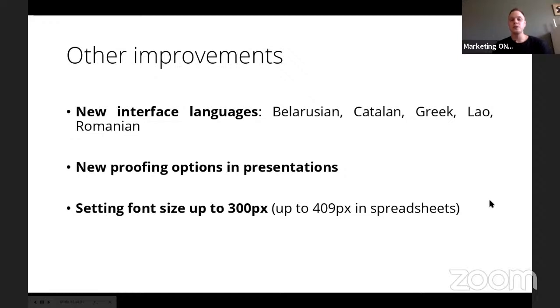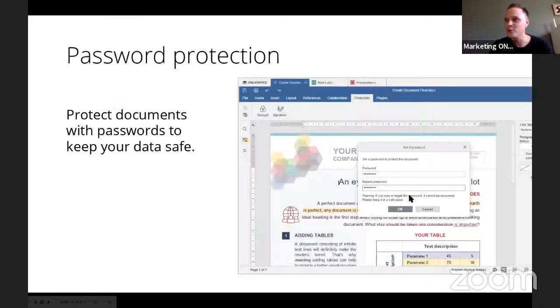You can also set the font size up to 300 pixels, and up to 409 pixels in spreadsheets. So if you want to see the full changelog, you can visit our GitHub repo of Document Server, and there's also one in our Help Center. Now let's move on to the desktop application available for Linux, Windows, and macOS.